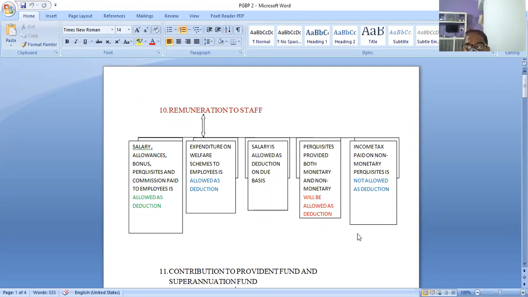So these are the five categories: salary, allowances, bonus, perquisites, and commission paid, which are allowed as a deduction. Any amount spent on welfare schemes is allowed as a deduction, including salaries outstanding and not paid. Also, both monetary and non-monetary perquisites are allowed as a deduction. But income tax paid on those perquisites is not allowed as a deduction.